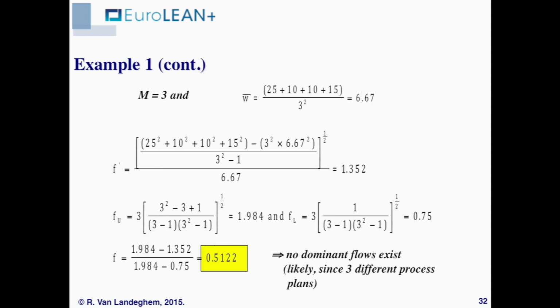When we apply the flow dominance calculations, we obtain an F factor of 0.5, which is smack in the middle, indicating that no dominant flows exist, which is obvious since we had three different process flows with about equal weight.